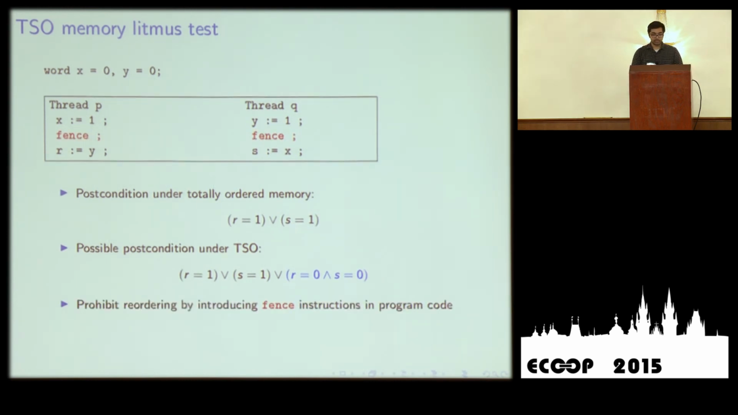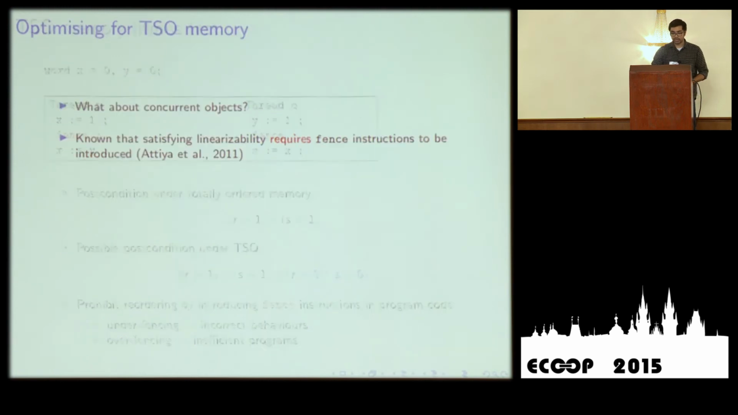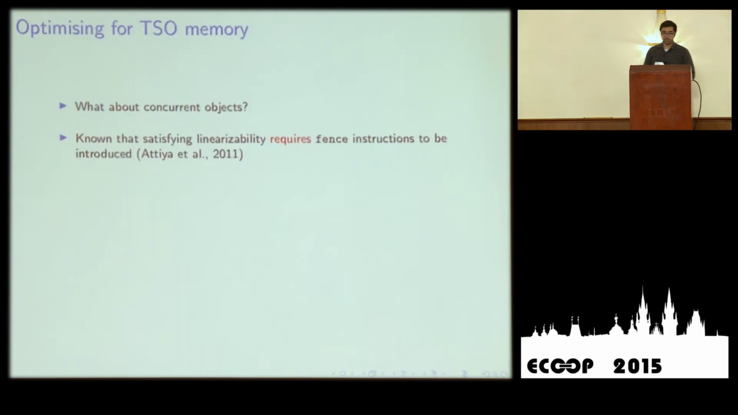And we know that we can prohibit reorderings by introducing fence instructions in the program code. Yeah? So I need to introduce those two fences so that the blue disjunct is disallowed. Okay? Now, fences are problematic because if you don't put enough in, then you get incorrect behaviors, and if you put too many in, then you end up with inefficient programs. Okay? But what about concurrent objects?